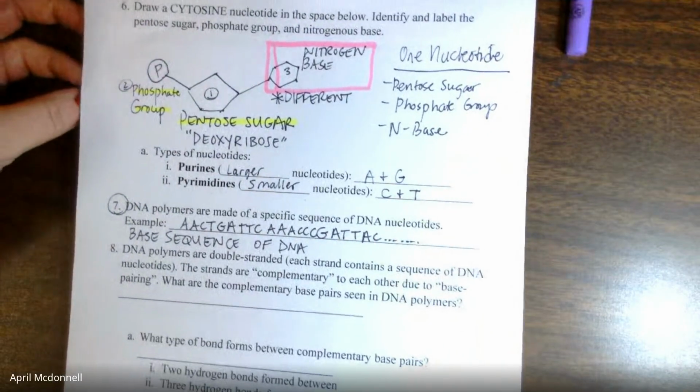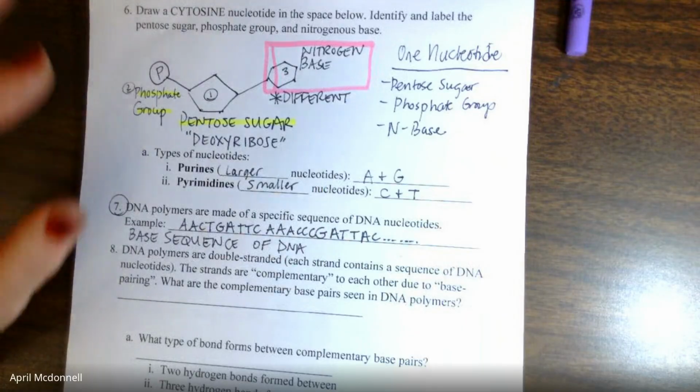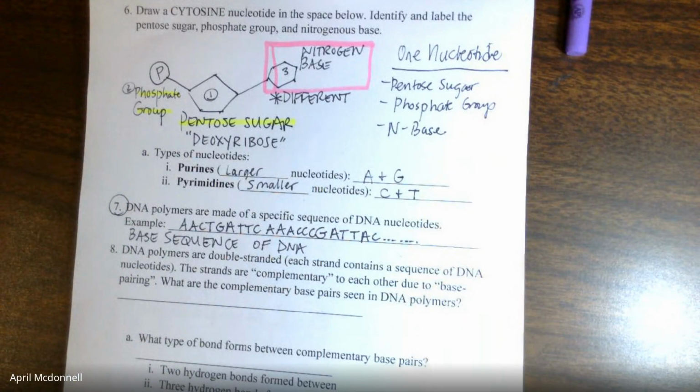Let's talk about the structure of DNA. DNA is considered a double-stranded molecule. Each strand contains a specific base sequence of DNA nucleotides. The strands are complementary to each other due to something called base pairing. Research was done on DNA molecules isolated and analyzed from various species of organisms back in the 1920s, 1930s, and including the 1940s.